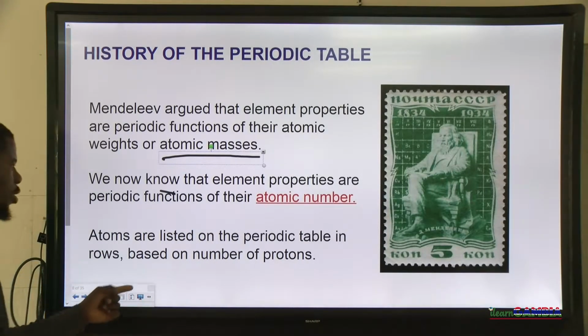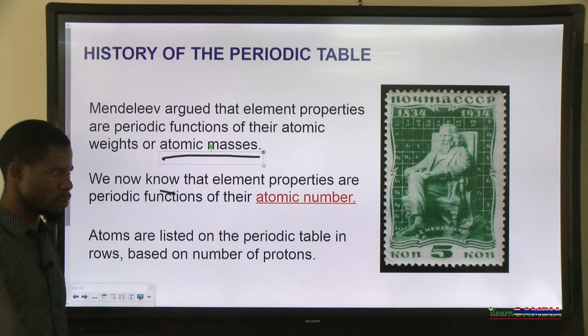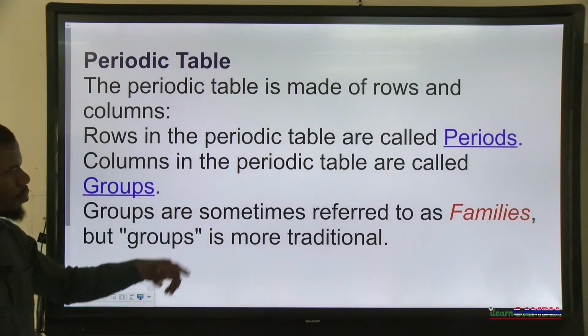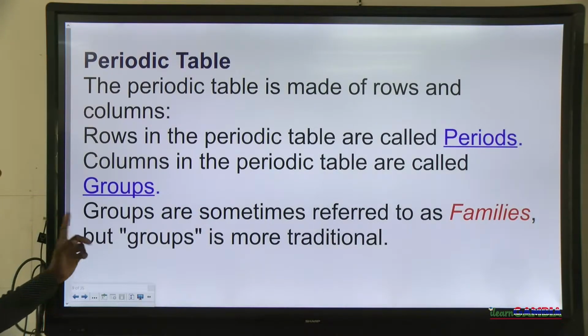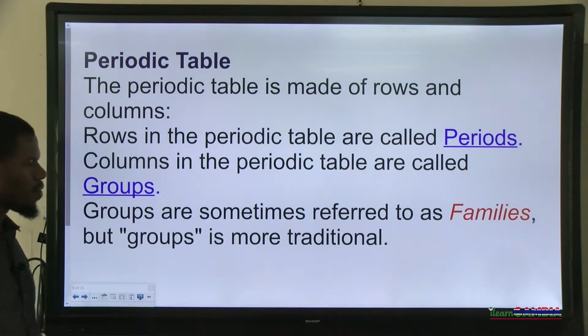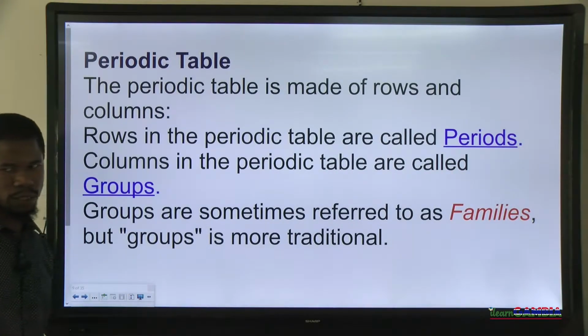Atoms are listed on the periodic table in rows based on number of protons. The periodic table is made up of rows and columns. The rows in the periodic table are called periods, and the columns are called groups. Groups are sometimes referred to as families, but group is the more common term.